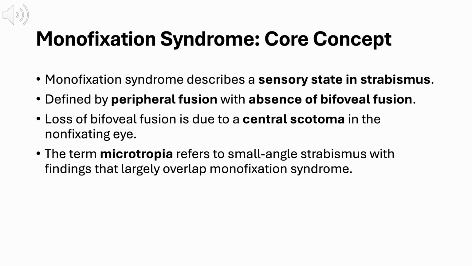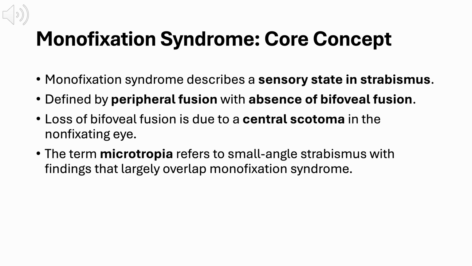Let's introduce monofixation syndrome. Monofixation syndrome isn't really about eye position, it's a sensory adaptation. These patients can fuse peripherally, but they've lost bifoveal fusion. The reason is a small central suppression scotoma in the non-fixating eye, which knocks out fine foveal fusion while leaving peripheral fusion intact. So they don't get true stereopsis, but they also don't get constant diplopia. They sit in this middle ground, stable, comfortable vision, but limited depth perception.